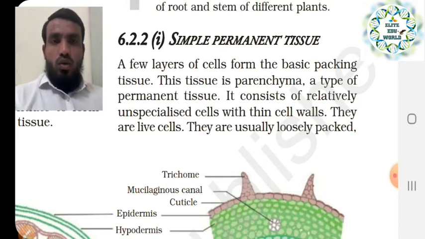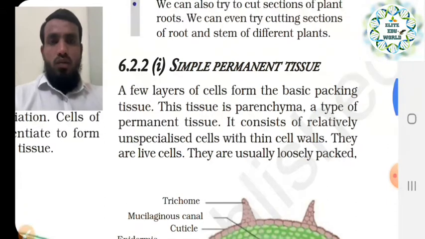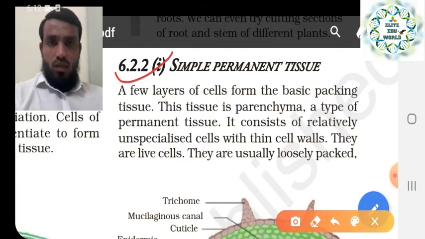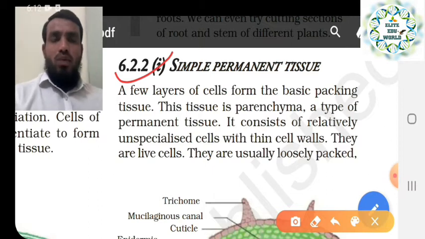So permanent tissue also has two types. One is simple permanent tissue, as we have seen here, that is the first type, and the other one we will see is complex permanent. So what is the difference between simple permanent and complex permanent? Simple permanent tissues are made from the same type of cell. All the cells making this kind of tissue are of the same type and same origin. That is what is called simple permanent.